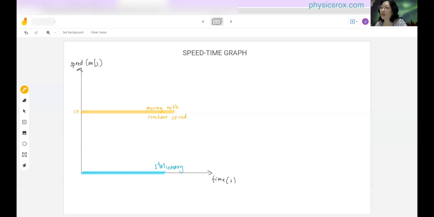So that's how you have to interpret the graph. You need to get used to it. So you see, when the time is passing by, no matter what the time, you try to put time at 100 seconds, or imagine far in the future, 1,000 years or so, it's still 10. So it's moving at constant speed.